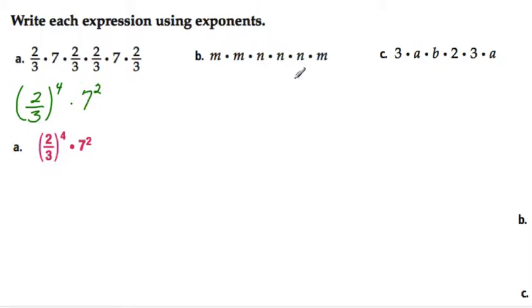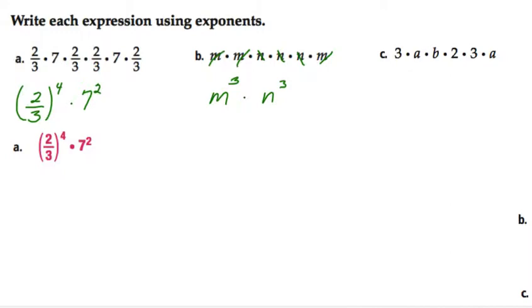Look at letter B. We have how many m's and how many n's? We have some m's and then we have some n's. And all we need to do is count them up. There's 1, 2, 3 m's. So the thing to make sure you understand, it's not 3 times m, it's m times m times m. It's different, right? And then we also have 1, 2, 3 n's, n to the third.